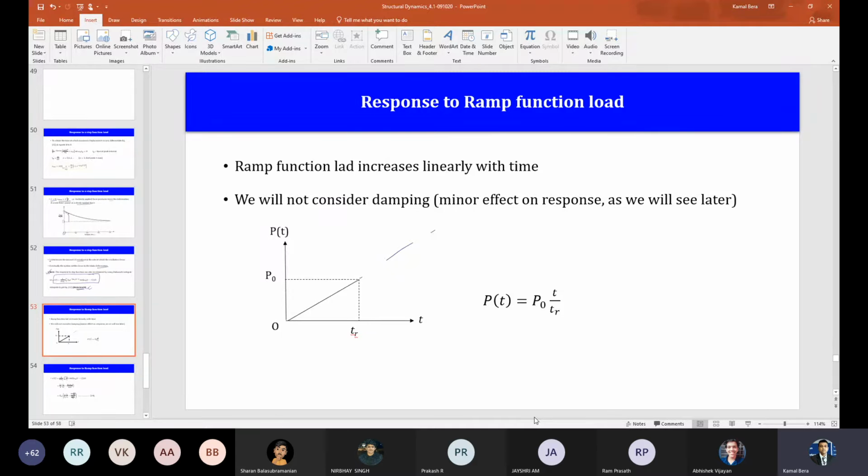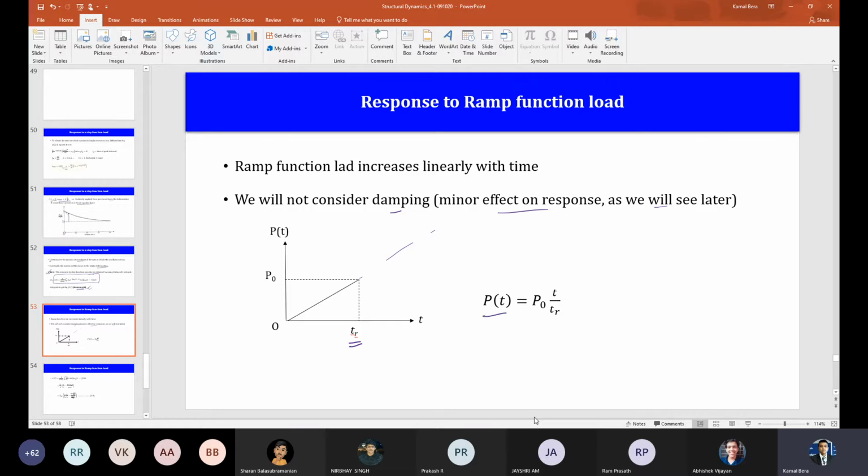Here we will not consider damping because we are truncating it. TR is the rise time, so at time TR the load reaches P naught, and we are not going further. We consider this a short duration, so we will not consider damping. As we will see later, and as is available in the books, the effective damping is not that much. It is better to be on the conservative side during design and ignore the damping, especially for shock type loading of small duration.